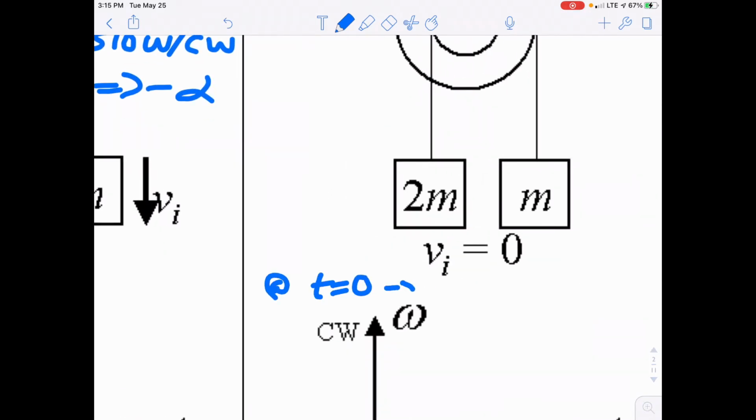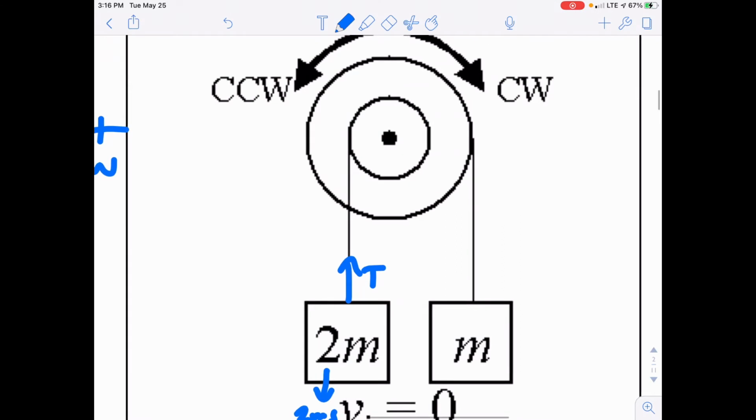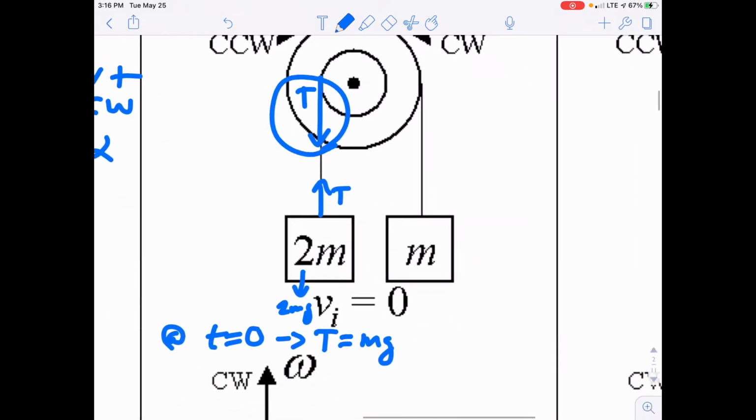At time equals 0, the tension balances the weight, mg. So if I know that I've got a weight of 2 mg this way and a tension pulling up this way, tension is what's causing the torque this way. So essentially, tension equals 2 mg at time equals 0, because we haven't begun to accelerate yet. But at time equals 0, there is no acceleration at that moment yet.